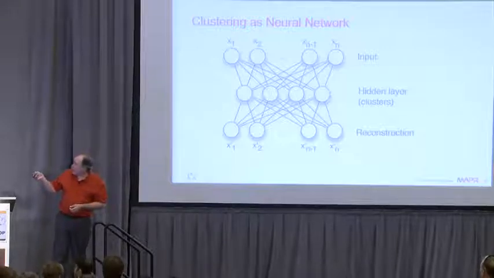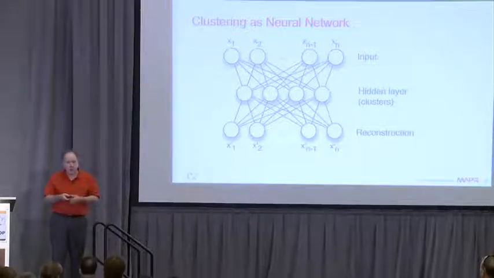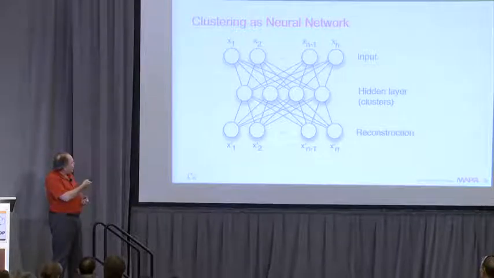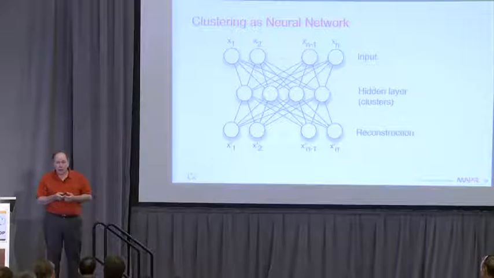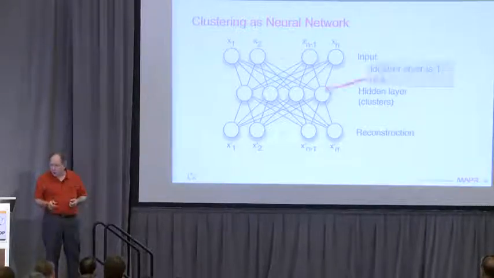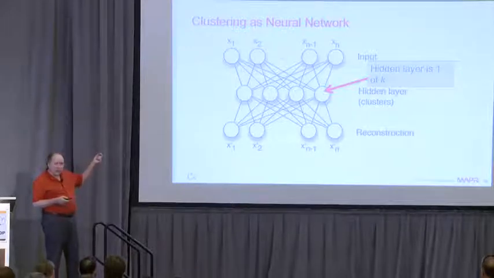And then there are weights on these lines, which multiply by those numbers, and then we sum them up in the middle circles. Sums of products are dot products. We find the biggest one. This is a 1 of k type neural net. Find the biggest one. That's like finding the closest cluster.